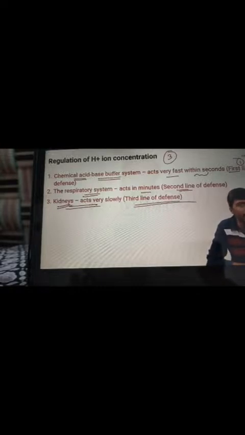What do they do? First, let's find out the buffers. Important buffer names they will ask you. Which is the most important buffer of extracellular fluid? Any guess? The answer is bicarbonate buffer. Very important buffer in kidneys, tubular fluid, and also intracellular fluid, the answer is phosphate. Bicarbonate, extracellular. Phosphate mainly in the urine and intracellular.